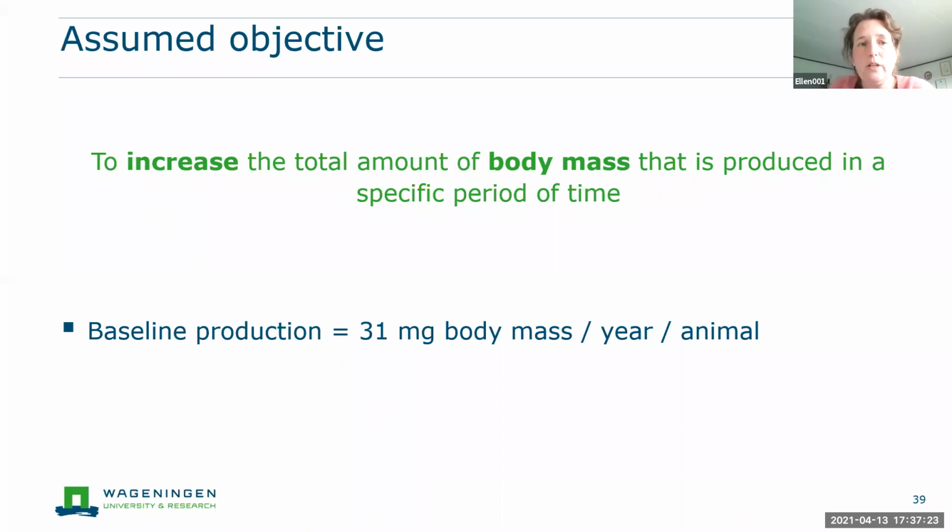And in the simulation study, the objective was to increase the total amount of body mass that is produced in a specific period of time. And body mass is defined as the body weight divided by the development time times 365. So we were interested in the body mass per year per animal. And the baseline in the population that we simulated was 31 milligram of body mass per year per animal. And we were interested if we use phenotypic selection or genetic selection, if we could increase this body mass per year.